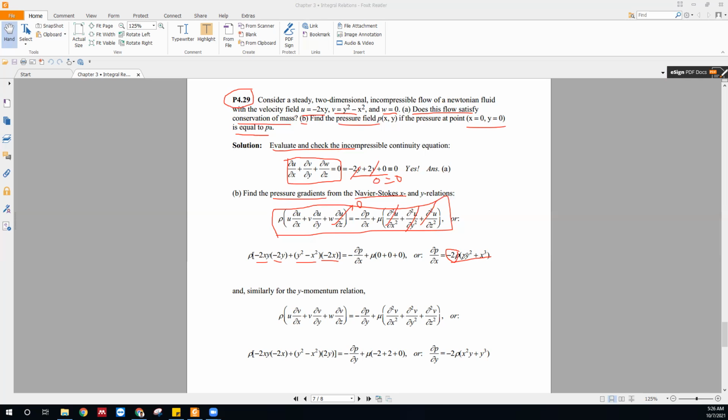So that's the equation for the x momentum. Now similarly, this is for the y momentum from the Navier-Stokes equation, right? For the y momentum relation, all of them will be the same actually, except that instead of u we will use v. So rho multiplied by u dv by dx plus v dv by dy plus w dv by dz.